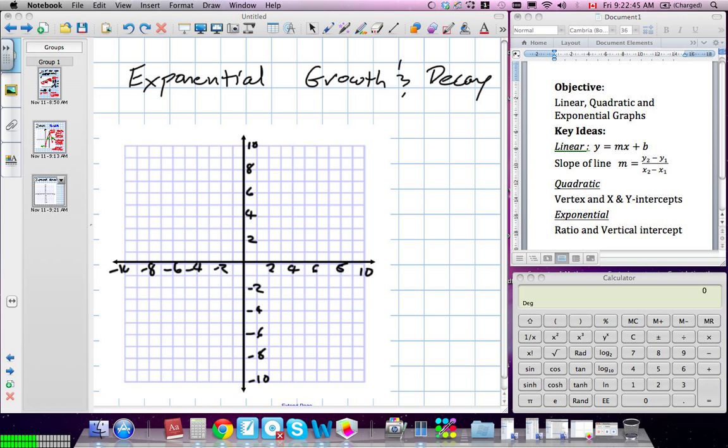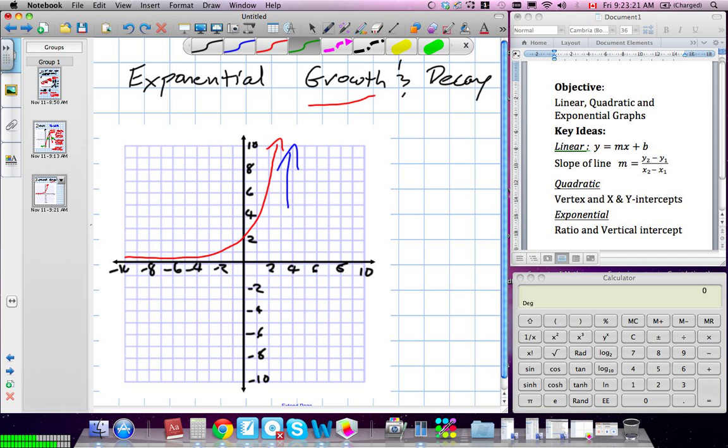Last major graph we need to know for this chapter is we need to know about exponential growth and decay. I'm not the best at drawing these. So, our first graph I've drawn here, would that be exponential growth or decay? Growth, very good. So this represents exponential growth. As we go farther and farther to the right, we're constantly increasing, getting higher and higher.